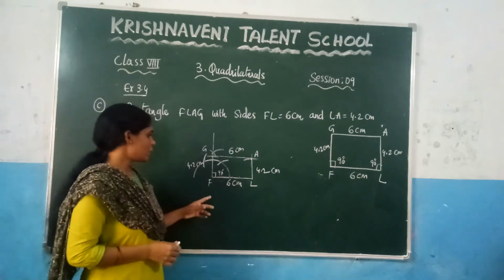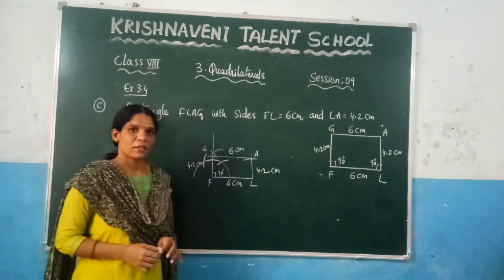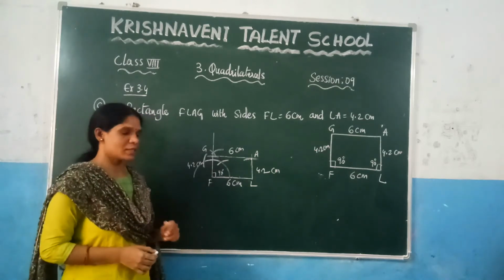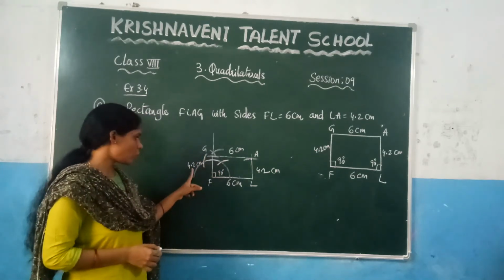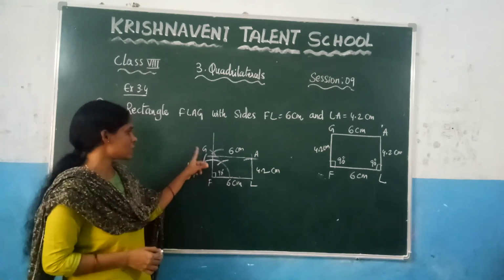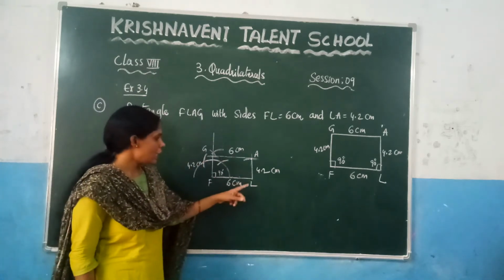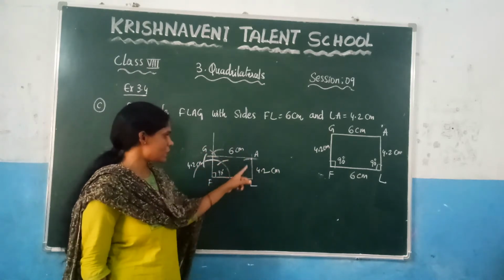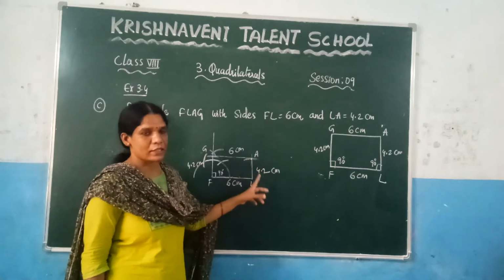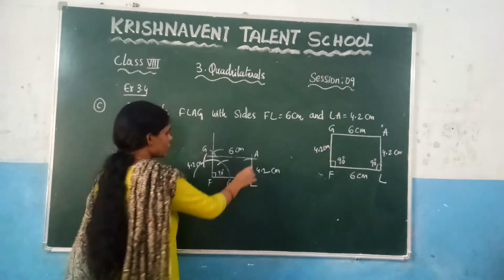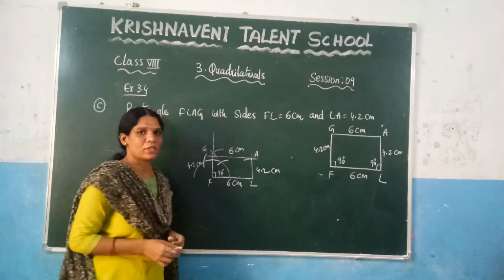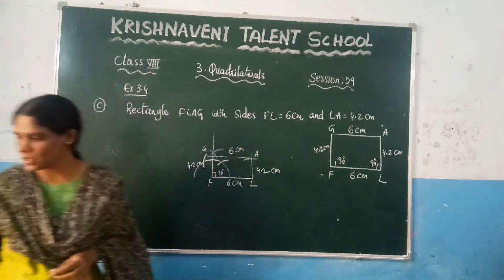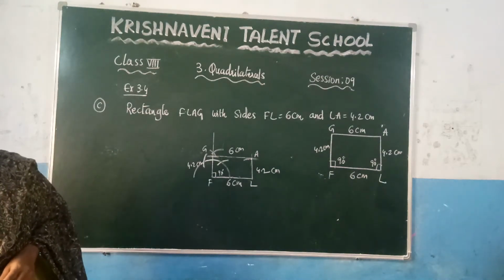First, how to write? The first step: draw a line segment of length 6 centimeters, and at F draw an angle of 90 degrees, and then draw an arc of 4.2 centimeters and mark the intersection point as Z. And similarly at points L and G, draw arcs of 4.2 and 6 centimeters and write the intersection point as A. After that join AL and AG, so that you will get the required quadrilateral, which is FLAG. Now this exercise is completed. Now see the next exercise.